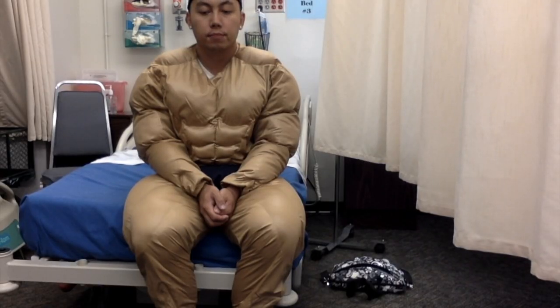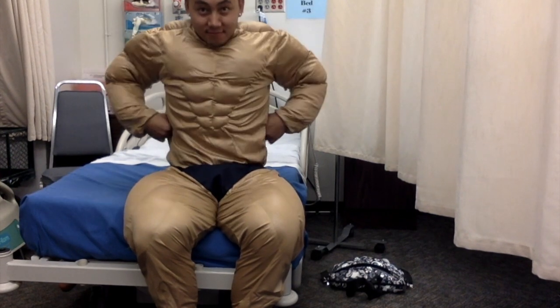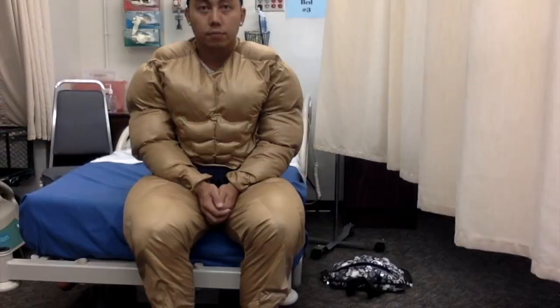The 5 indicates full power of contraction against gravity and resistance, or normal muscle strength. 4 indicates fair but not full strength against gravity and a moderate amount of resistance, or slight weakness. 3 indicates just sufficient strength to overcome the force of gravity, or moderate weakness. 2 indicates the ability to move but not to overcome the force of gravity, or severe weakness. And 1 indicates minimal contractile power. Weak muscle contraction can be palpated but no movement is noted, or very severe weakness, and 0 indicates no movement.